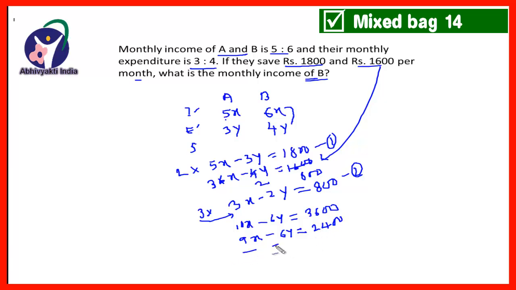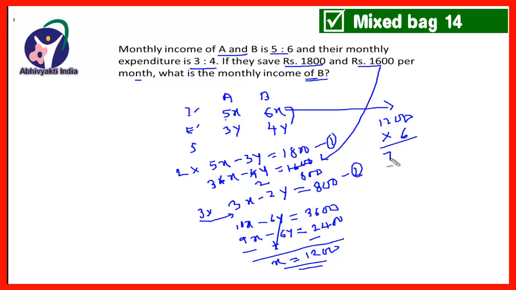Now we subtract, so change the sign, and the y terms get cancelled. 10x minus 9x will be equal to x, and 3600 minus 2400 will be 1200. So x is 1200. We have to find B's income, so B's income is 6x, so 1200 multiplied by 6, 12 sixes are 72 and 2 zeros, so it will be 7200 rupees. So B's income is 7200 rupees.